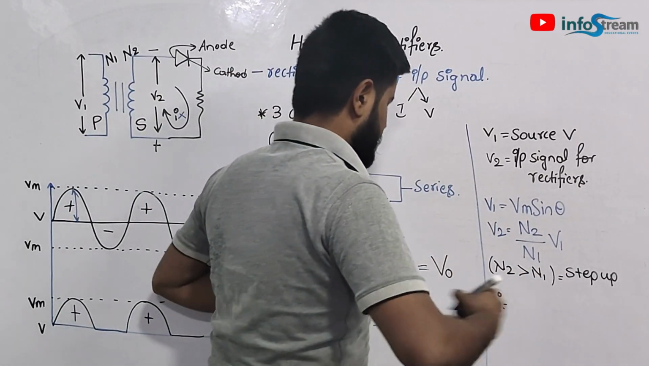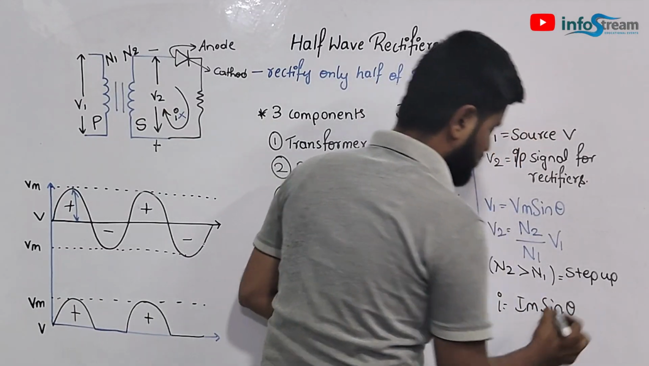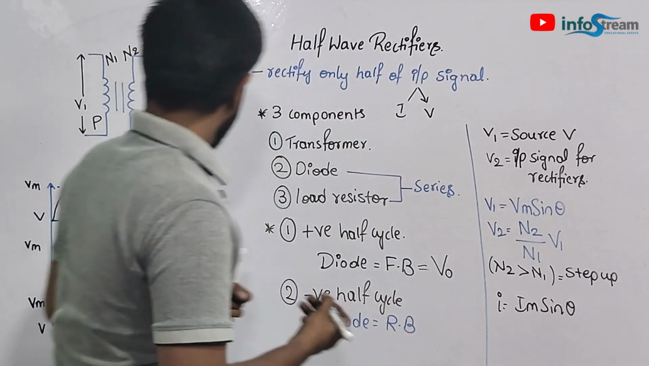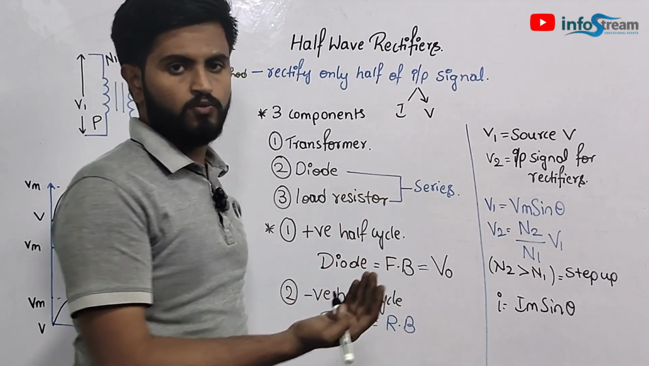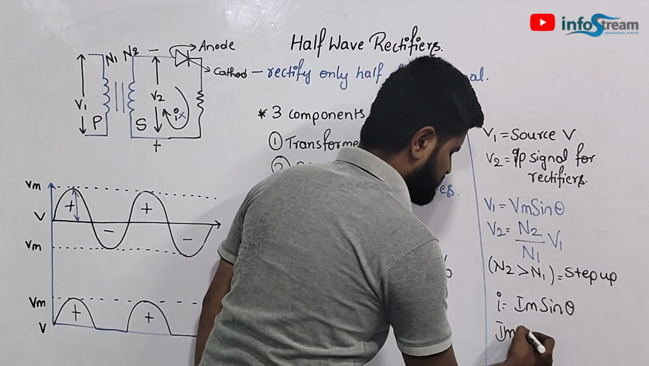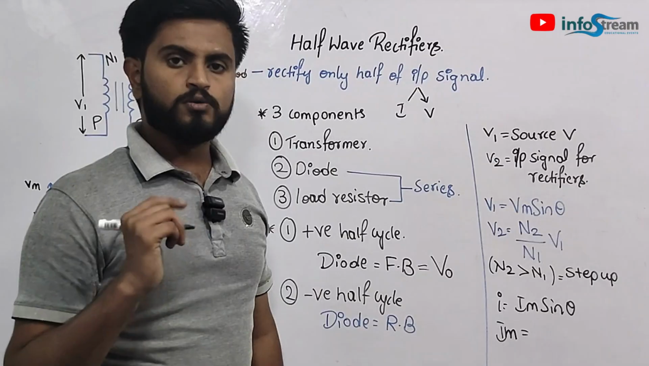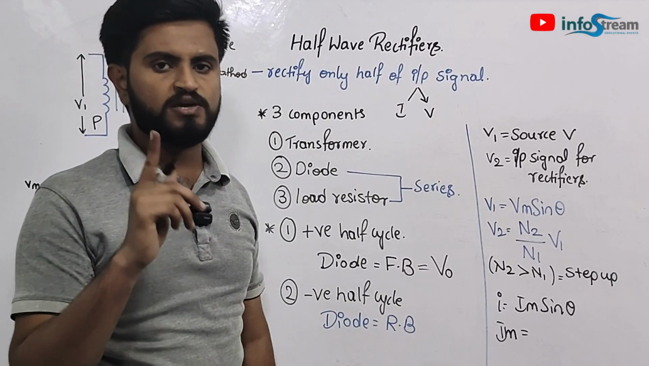So the current value I will be equal to Im sin theta. What will be the value of Im? Here we got the Vm value through the input signal because the input signal was a voltage. How to find Im? You know the Ohm's law formula. What is the current formula in Ohm's law? I is equal to V by R.